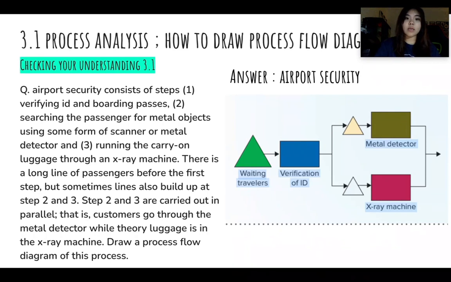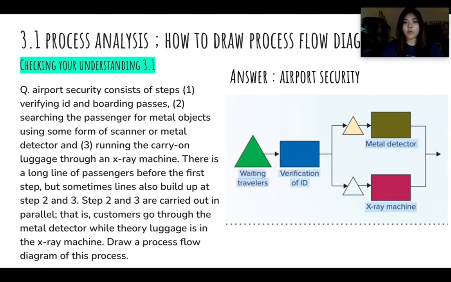Okay, here is an exercise on how we complete a process flow diagram. This is the question: the airport security consists of step one, verifying the ID and boarding passes. Step two, searching the passenger for metal objects using some form of scanner or metal detector. And step three, running the carry-on luggage through an X-ray machine.